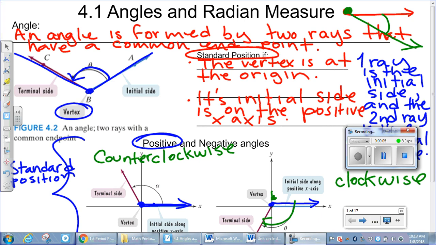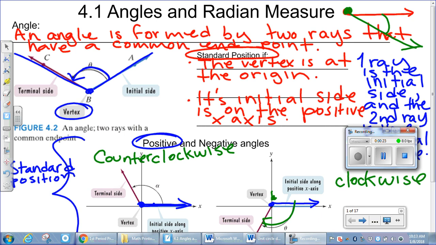This video will cover section 4.1, which is angles in radian measure. We're going to be talking about different types of angles, positive angles, negative angles, and then we're going to talk about two units to measure angles. One of them is degrees, you are already familiar with it, and the other one will be radians.